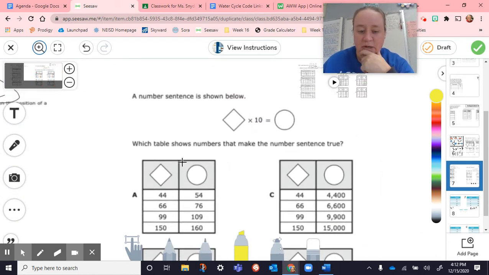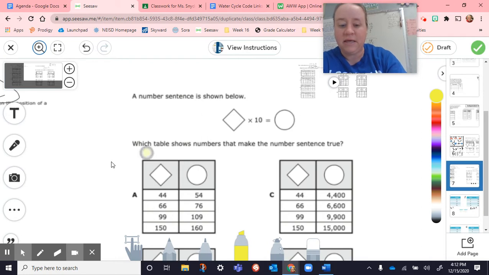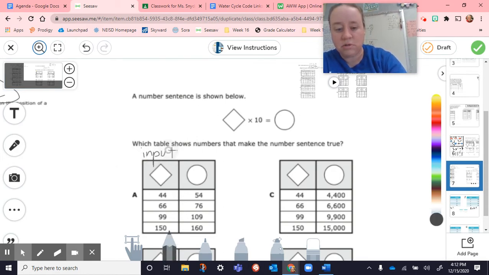But with this one, we've got a diamond here and a circle. And we learned when we did this back with addition and subtraction, we talked about how you can have different labels. It doesn't always say input. Oops, let me not write with my highlighter. It doesn't always say input and output.